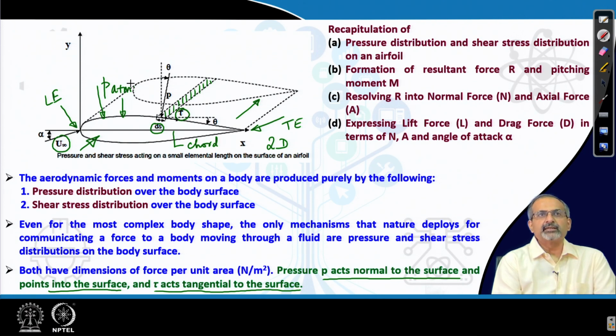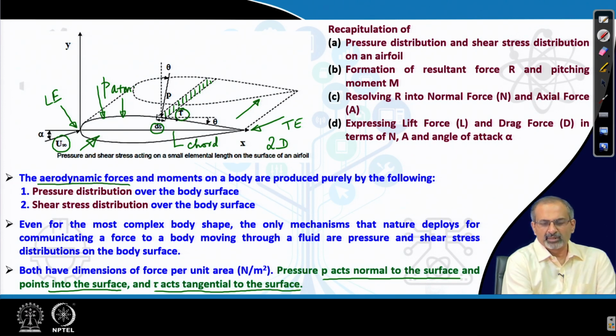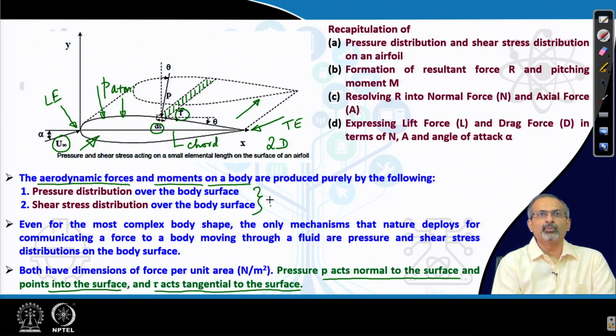Now, you are interested to look at how the pressure distribution and the shear stress distribution on the airfoil finally leads to the formation of forces and moments. Remember that aerodynamic forces and moments which are created on a body are produced purely due to these two effects. No matter how complex the body shape is, it is always these two distributions which matter.